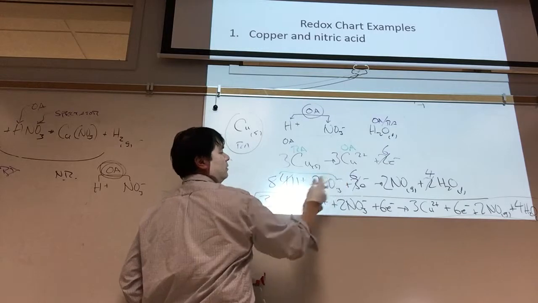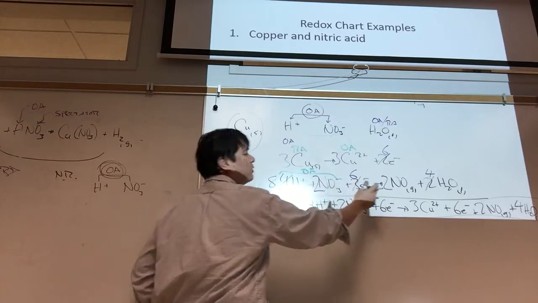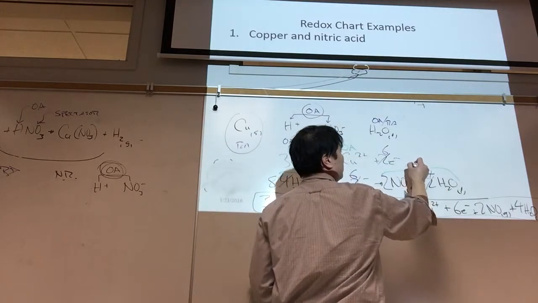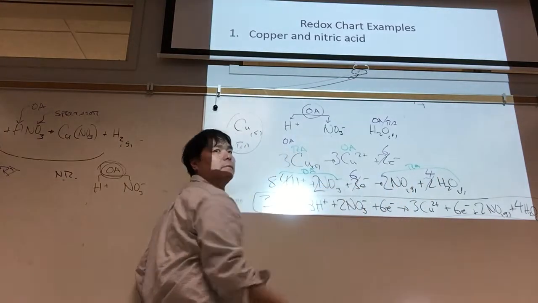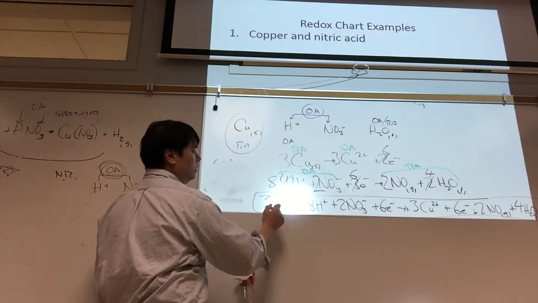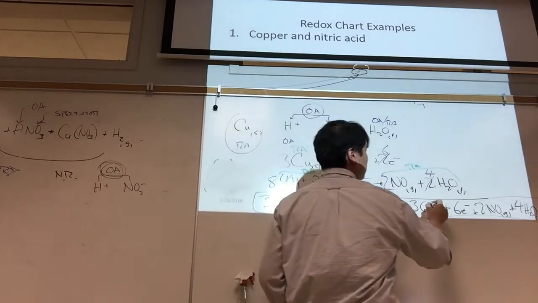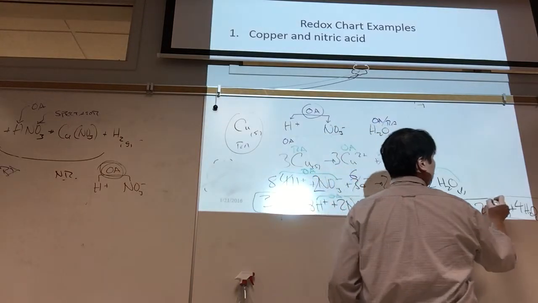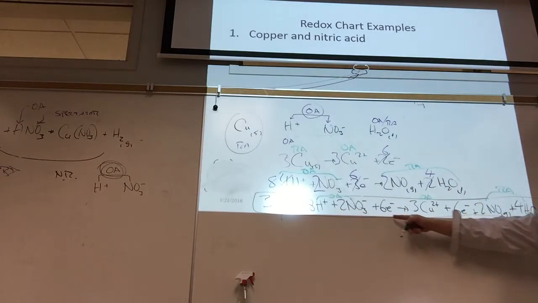This is the reducer, H+ and nitrate. Oh, sorry, not reducer. This is the oxidizer. Therefore, its conjugate, NO and H2O, must be the reducer. Going backwards, NO and H2O produce electrons. So that's the easiest place to assign this. And so then we compare. This is the reducing agent here. These two are the oxidizing agent. This is the oxidizing agent here. These two are the reducing agent here. And then we go to the chart, nitric acid versus copper 2.